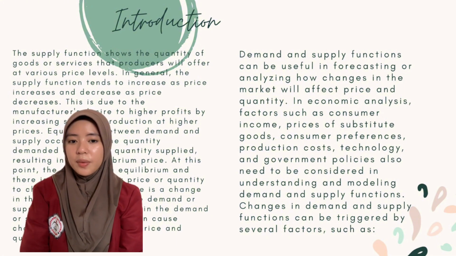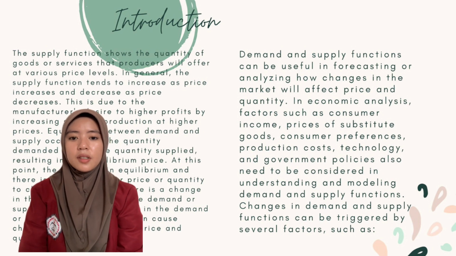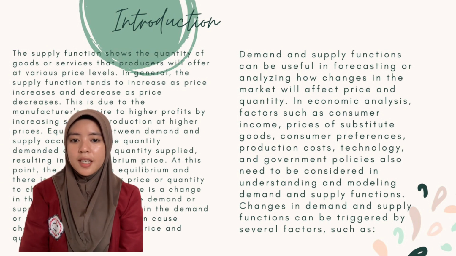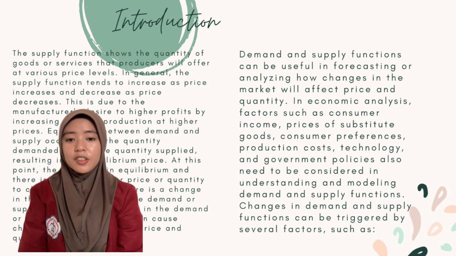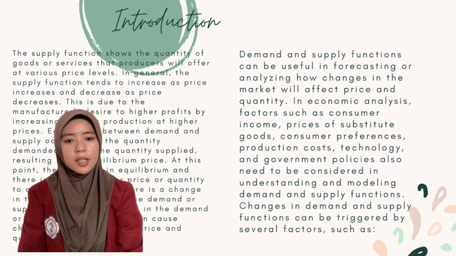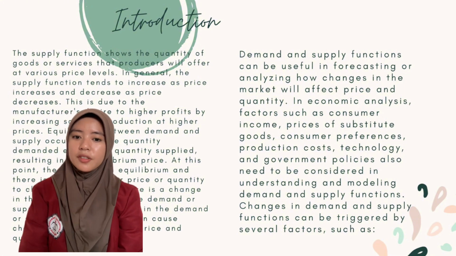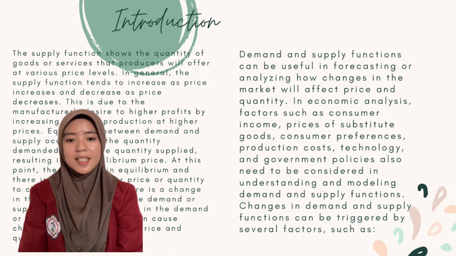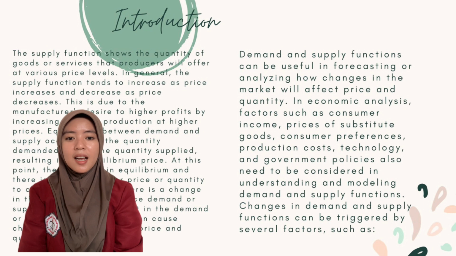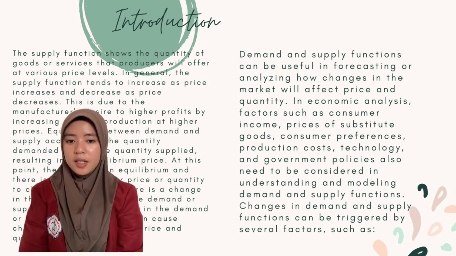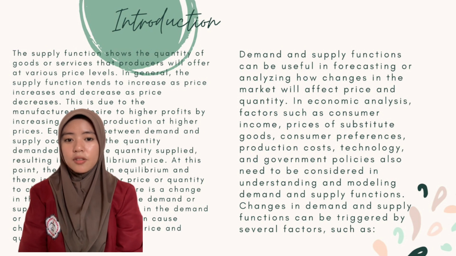Changes in demand and supply functions can be triggered by several factors, such as: 1. Price change. Demand usually decreases when prices rise, while supply increases when prices rise. Conversely, demand increases when prices fall, while supply decreases when prices fall. 2. Change in income. If consumer income increases, demand tends to increase because people have higher purchasing power. Conversely, if consumer income decreases, demand tends to decrease.